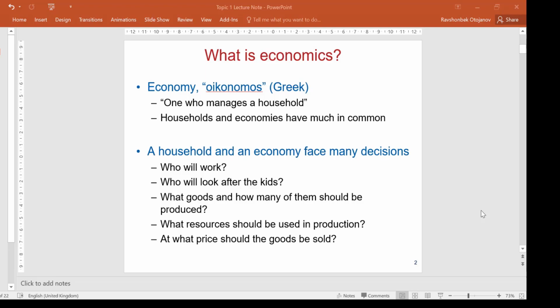And we ask a lot of questions in the household. For example, who needs to work? Who will look after the kids? Who pays the bills? How much do we need to earn? Similarly, in the economies, large economies, how much should be produced? What needs to be produced? It's how we make the decisions that is economics.